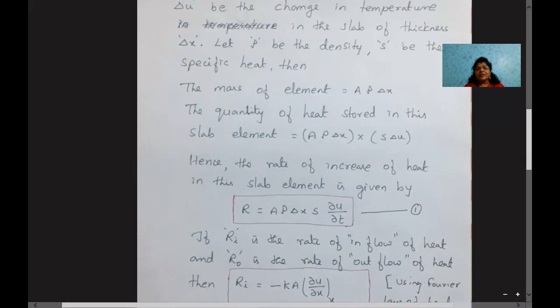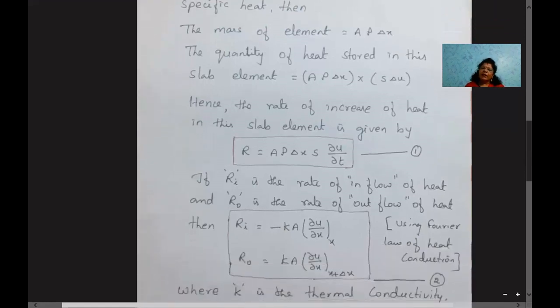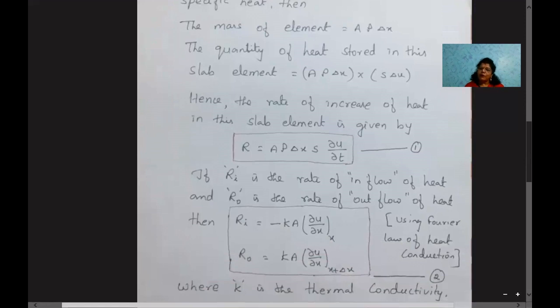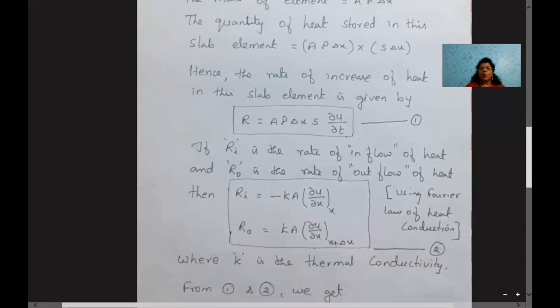Here, U is the only dependent variable with respect to T, meaning delta U with respect to T is dou U by dou T, because of the partial derivative. U is a function of two variables X and T, which I am keeping as equation number 1. Now, if Ri is the rate of inflow of heat and Ro is the rate of outflow of heat, using the Fourier law of heat conduction, what will we get?